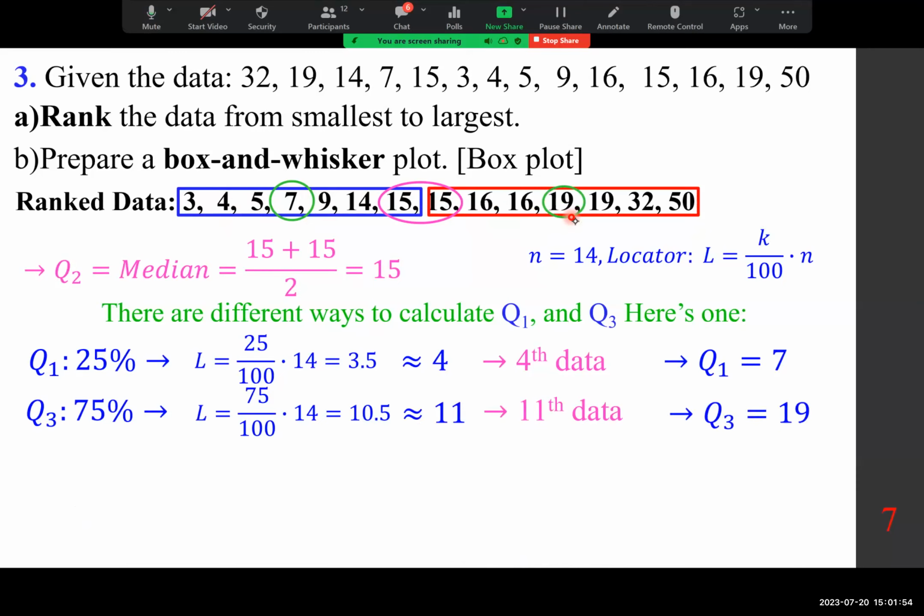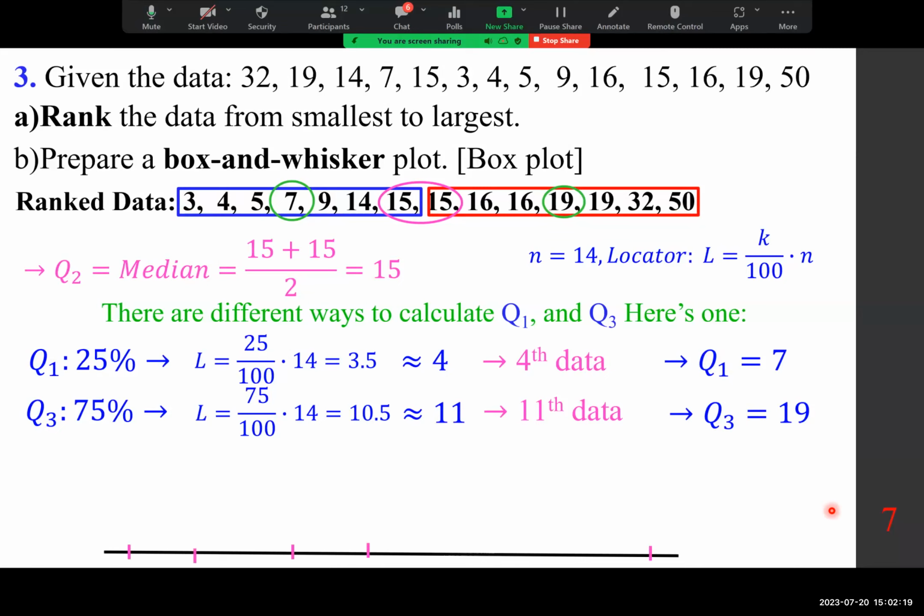Now, to come up with the box and whisker plot, we need 5 pieces of information. We need the minimum, which is 3. We need the maximum, which is 50. We need Q sub 1, Q sub 2, and Q sub 3. So you draw a number line in essence, and you put those values.